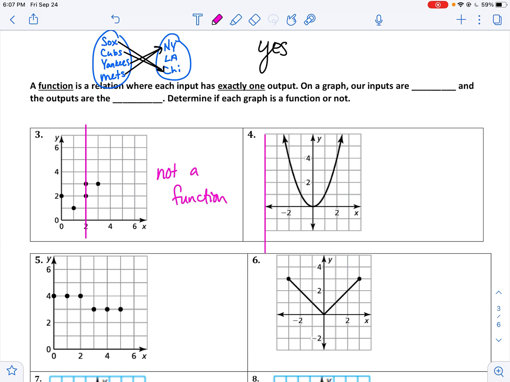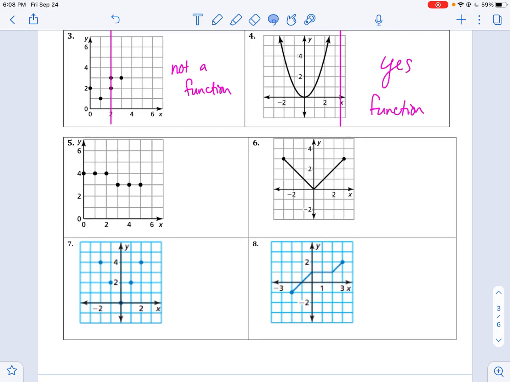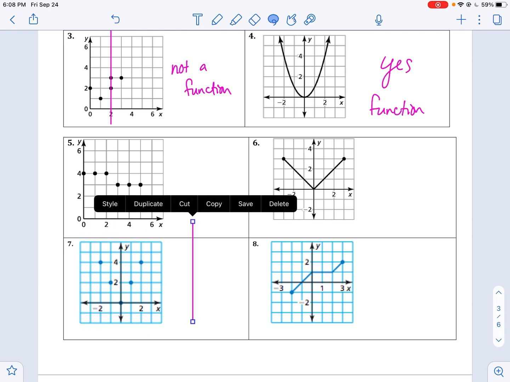So again, I'm going to take a vertical line, and I'm going to drag it across the graph, and I'm going to hope that it never hits the graph twice. And here it doesn't. So that's good. So that would be a function. Why don't you try 5, 6, 7, and 8 with your vertical line. Drag your vertical line across the graphs. See if it ever hits twice. If it does, that's bad. That would be not a function. And I would encourage you to pause the video, try these, and then unpause and check your work.